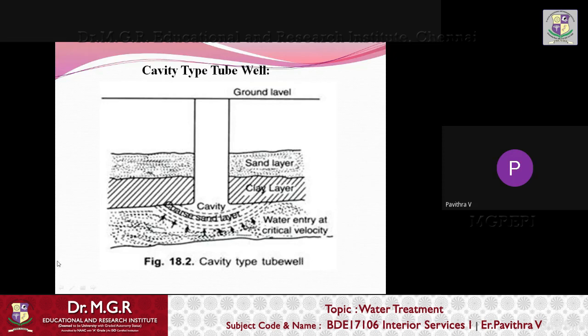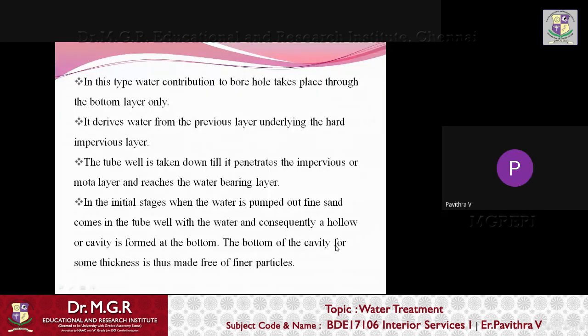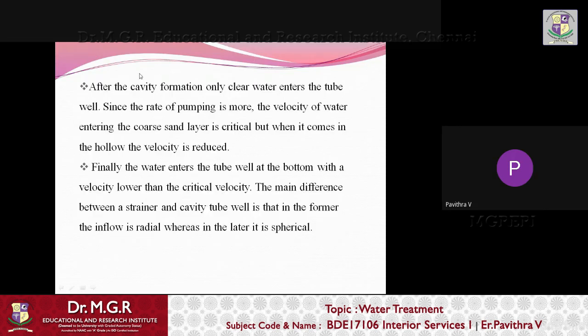The bottom of the cavity for some thickness is then made free of finer particles. So after the cavity formation, only clear water enters the tube well, since the rate of pumping is more. The velocity of water entering the coarse sand layer is critical, but when it comes to the hollow, the velocity is reduced. Finally, the water enters the tube well at the bottom with a velocity lower than the critical velocity.